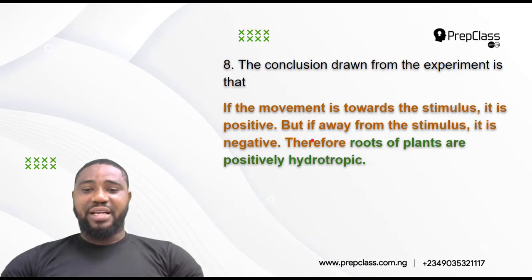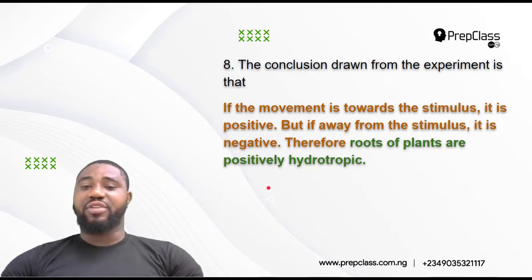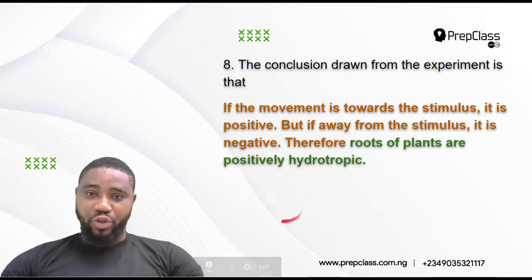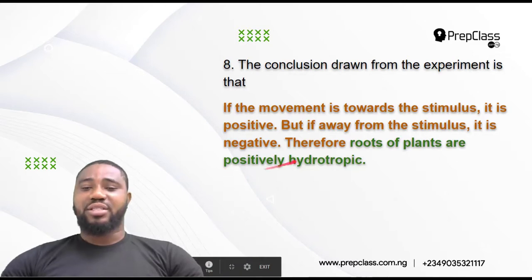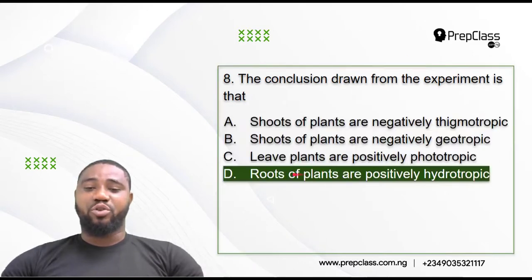So, I say that roots of plants are positively hydrotropic, since the movement response is called hydrotropism. Moving towards it is positive, moving away is negative. And from that diagram, they are actually moving towards it. So we can see that roots of plants are what? Positively hydrotropic. So roots of plants are positively hydrotropic.